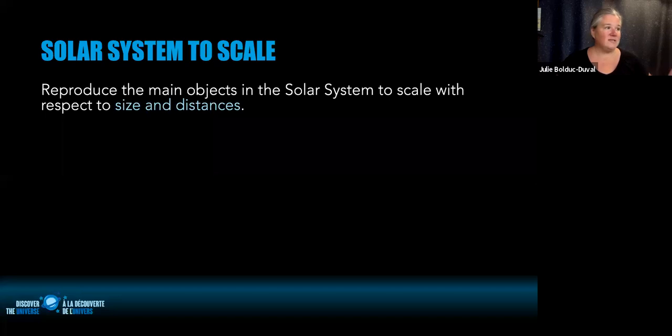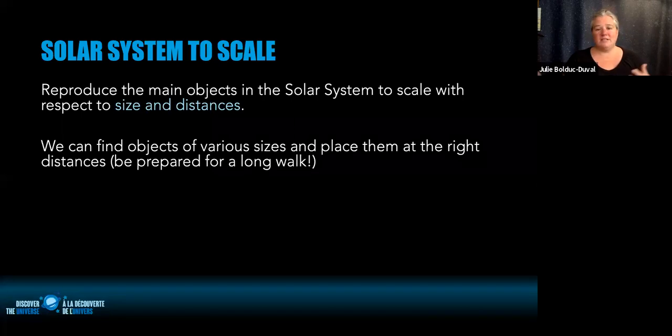So I have about 5 minutes left. Again, thanks for staying there. If you have to go, you could always go back to watch this part. I think there's a lot of value. It's very rich to try to recreate a solar system to scale with respect to size and distances.